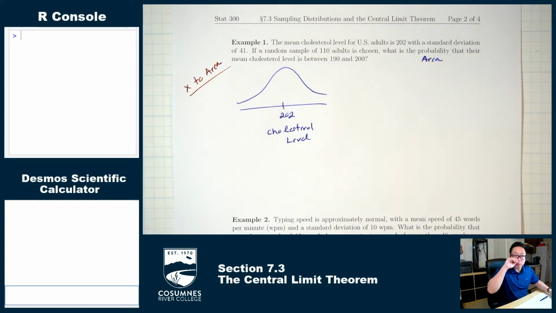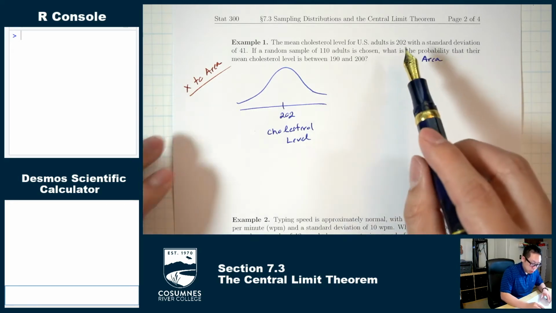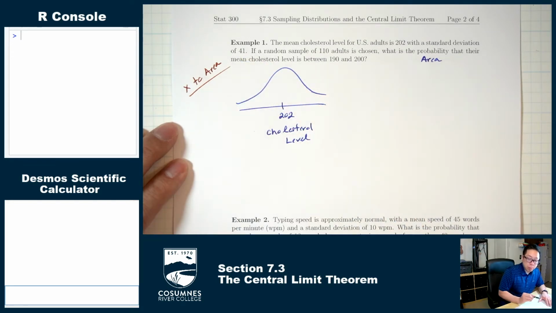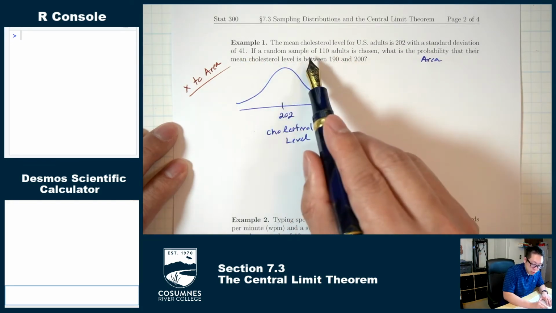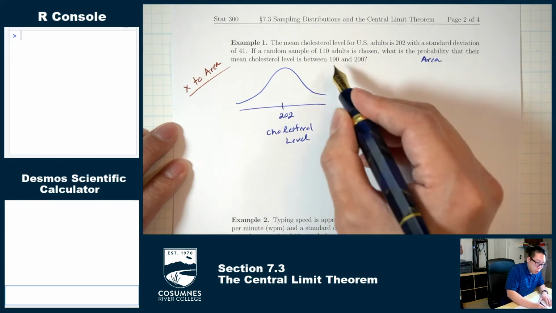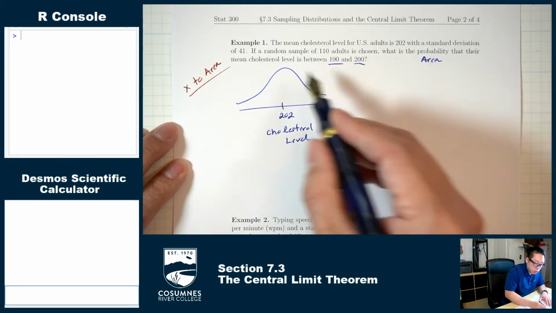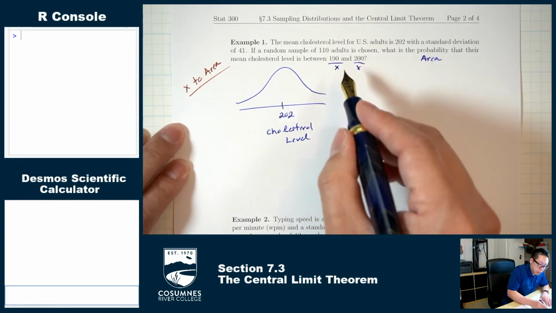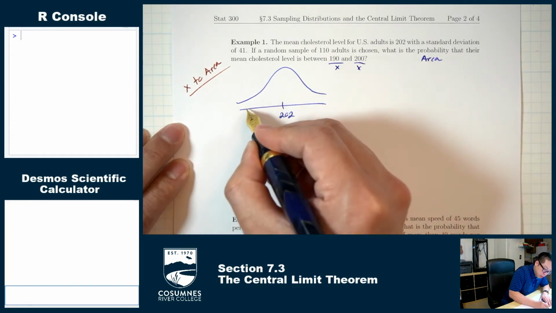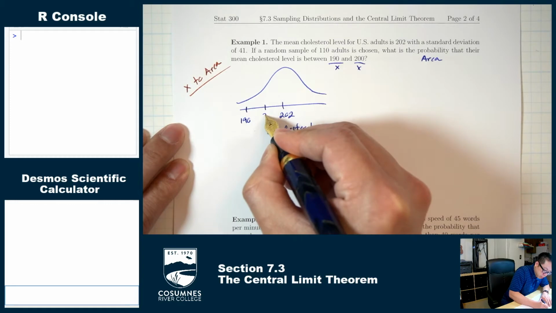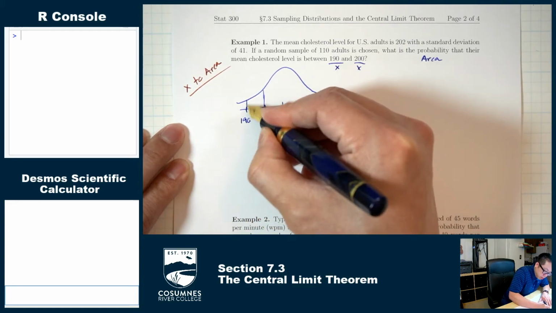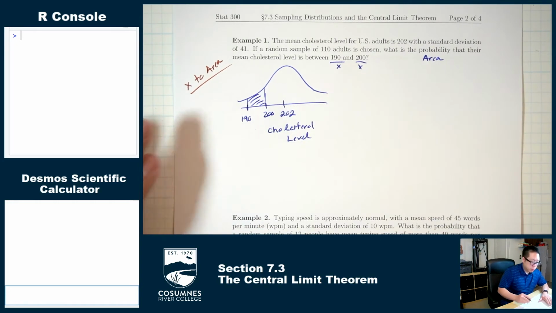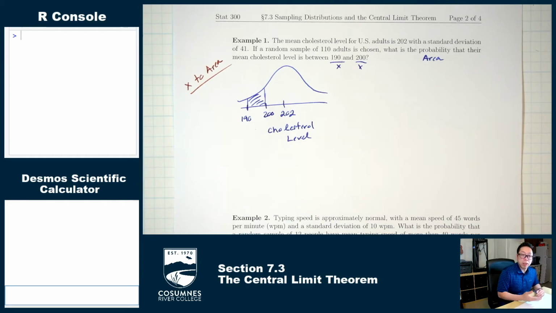And now let me put the rest of the numbers on this picture. 202 is the mean. We put it already on a picture. 41 is standard deviation. You don't put that on the picture. 110, this is the sample size. We're going to worry about that a little bit later. 190 and 200, these are cholesterol levels, right? So these are actually my x's. These should go on the x-axis. 190 and 200, these are actually both on the left side here. I'm looking for the area between. So this is an x to area, and I'm looking for the area between.